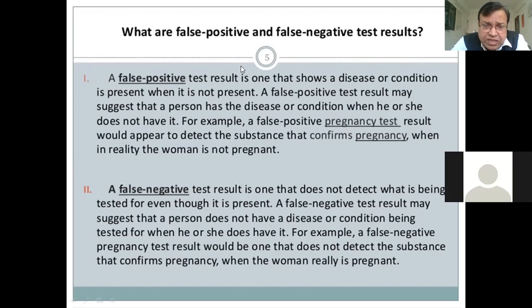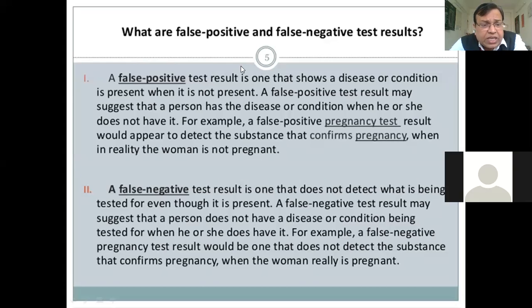Here is an example, the false pregnancy test. The result appears to detect the substance that confirms the pregnancy, but in reality the woman is not pregnant. That may happen in the case of a pregnancy test. If the substance which is responsible for giving the test result is present in that particular sample, then there is a chance of a false positive test.